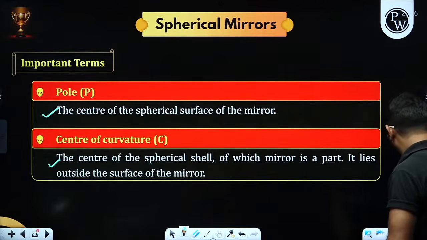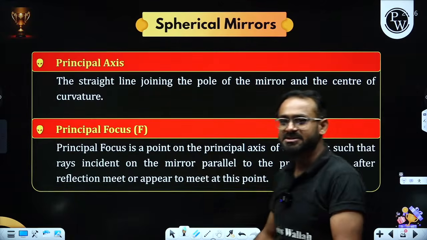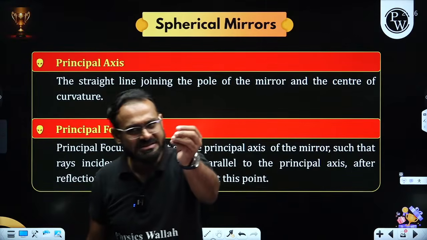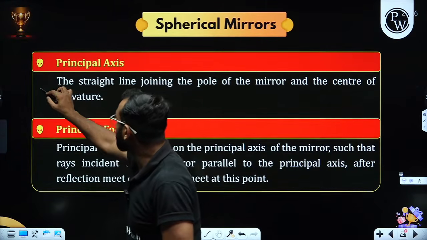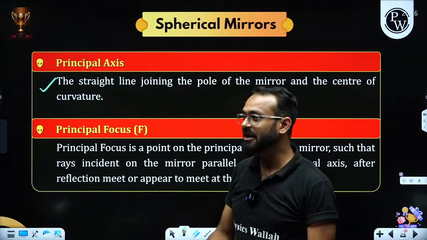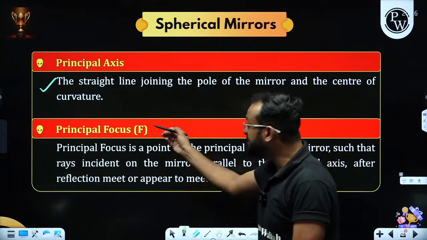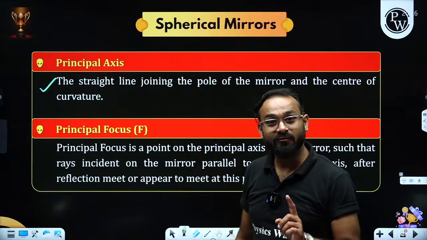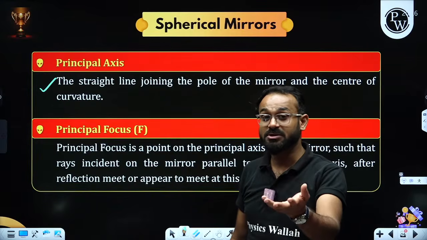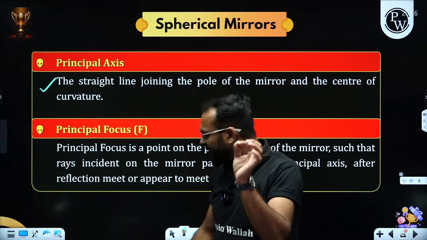Point number 3, principal axis: an imaginary line passing through the center of curvature and the pole. Sir, point number 4, principal focus. Now I am going to define focus. First of all, there is a midpoint.